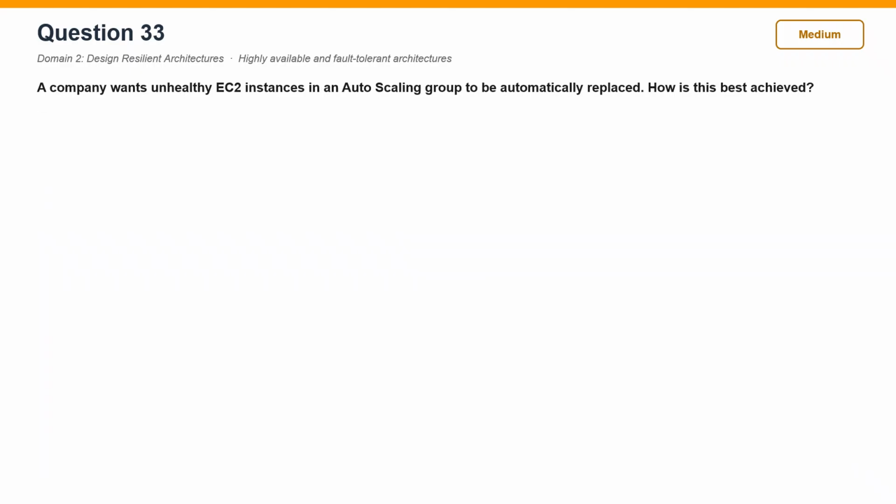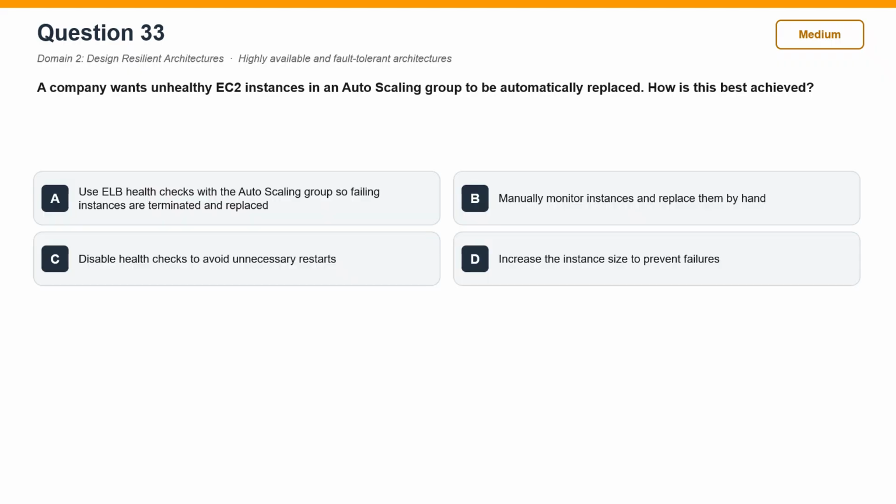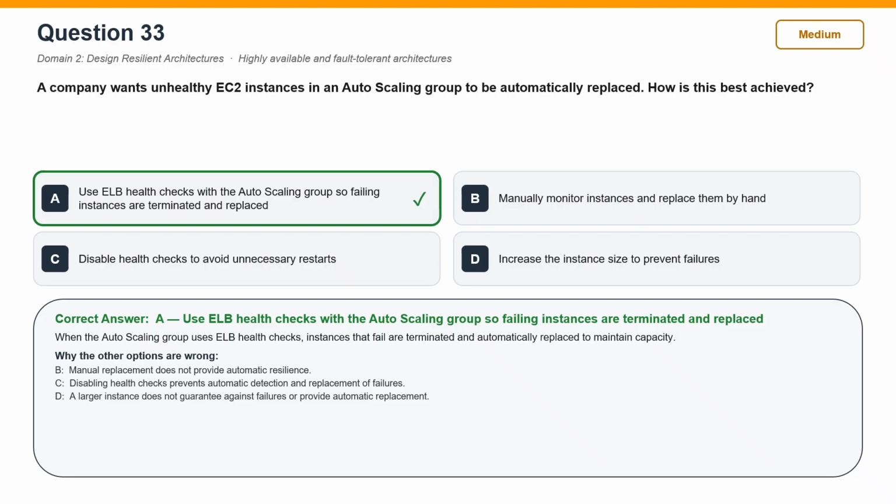Question 33. A company wants unhealthy EC2 instances in an autoscaling group to be automatically replaced. How is this best achieved? The correct answer is A. Use ELB health checks with the autoscaling group, so failing instances are terminated and replaced. When the autoscaling group uses ELB health checks, instances that fail are terminated and automatically replaced to maintain capacity. Now, why the other options are wrong?